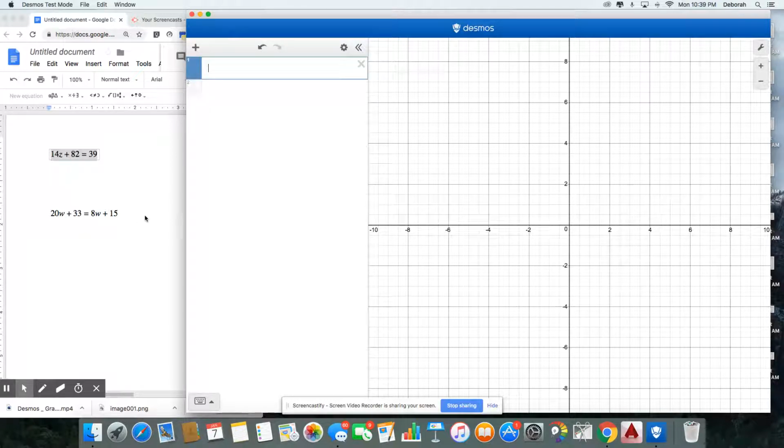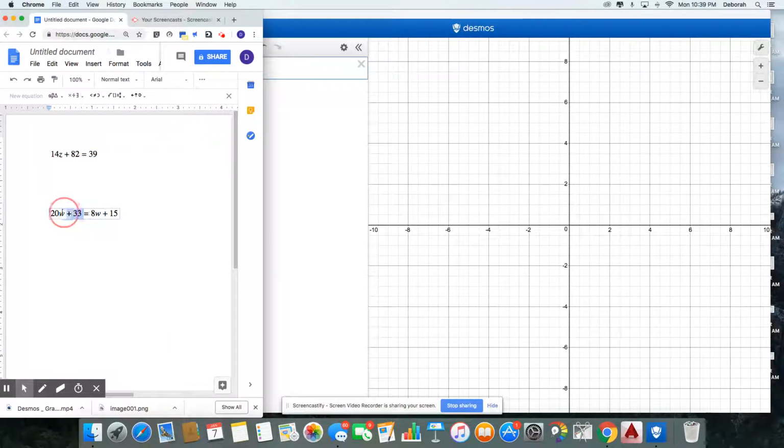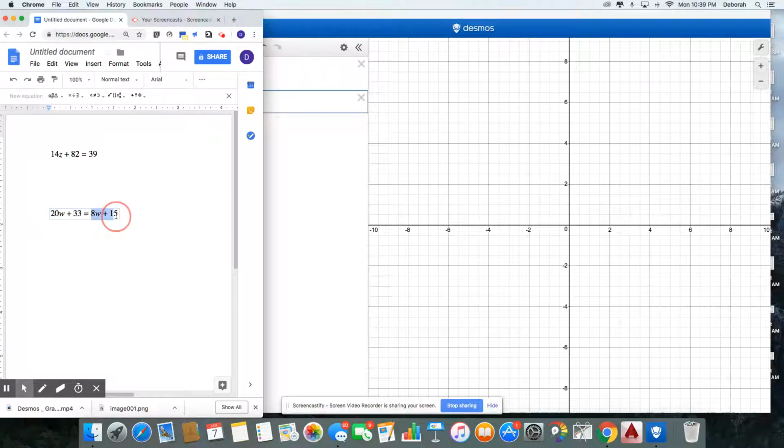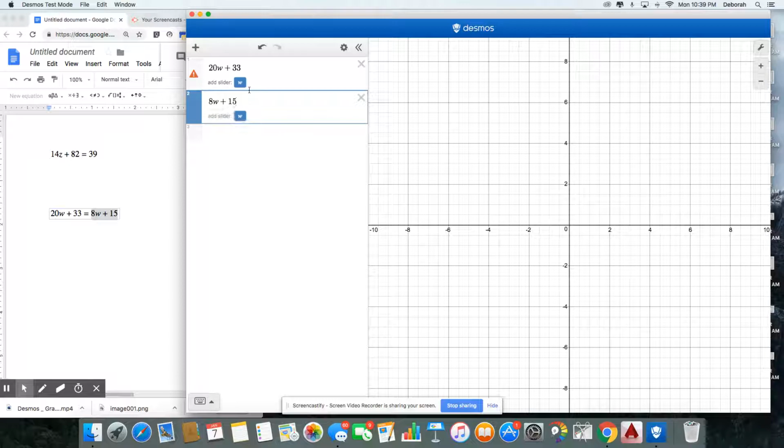Okay, let's look at our second equation. I'm going to put the left side on my first line and the right side on my second line. Then I'm going to go ahead and add the slider. When I solve this on paper, I come up with negative 1.5, so I'm going to put that in for my W. And I can see that both of my expressions have the same number. So I know that this is the correct answer.